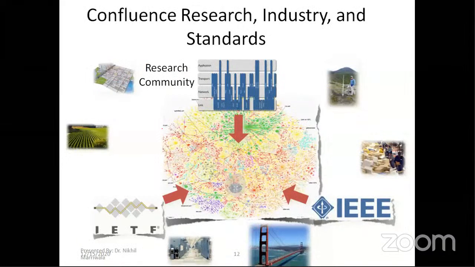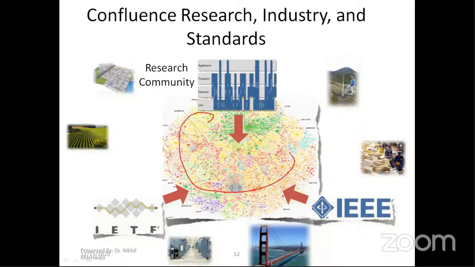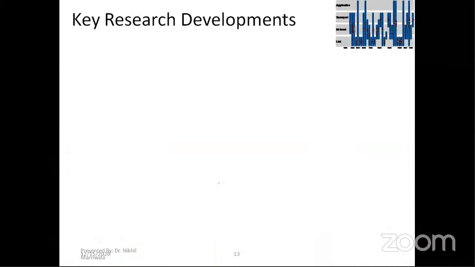We need to see that, the confluence of research, industry, and standards. This talks about how we can combine them together. This is the first diagram, if you remember, I had shown you. This is the entire network, and we were trying to combine them together, right? So combining them together, utilizing the features of the available research that has been done, the standards that have been utilized, and how they will be used, right?